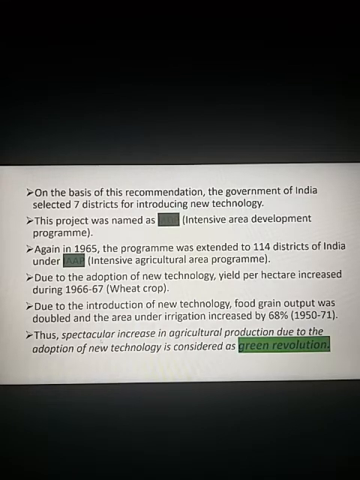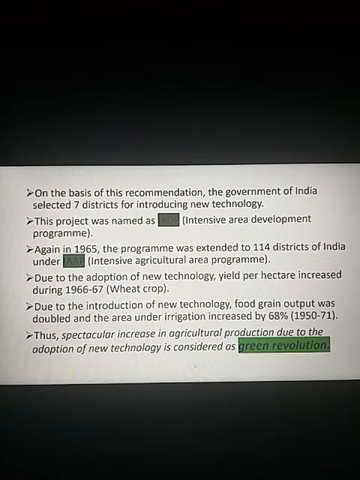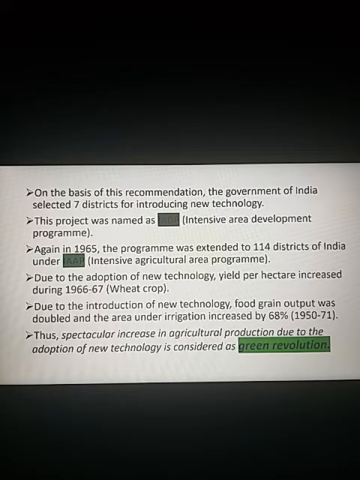Such a spectacular increase in agriculture production due to the adoption of new technology is considered as Green Revolution. I repeat, the term Green Revolution refers to the spectacular increase in agriculture production due to the adoption of new technology. Remember, in the beginning I have given the other two definitions. Whichever is easy for you, just take it and learn properly. You may expect a 2-mark question on the meaning of the term Green Revolution.